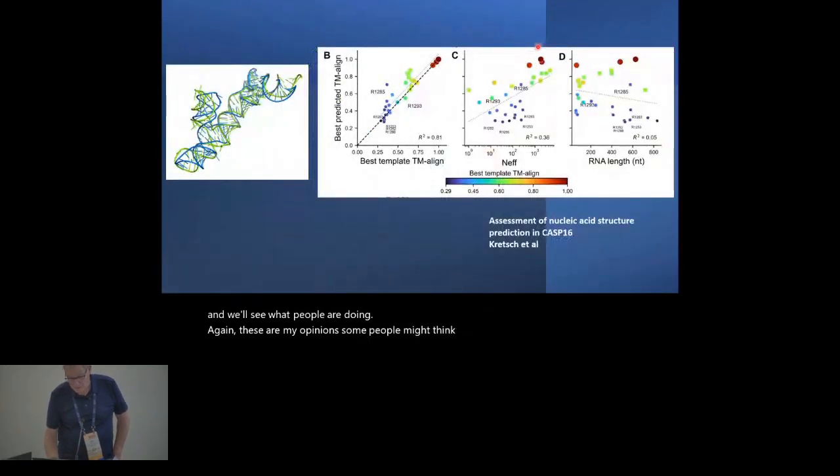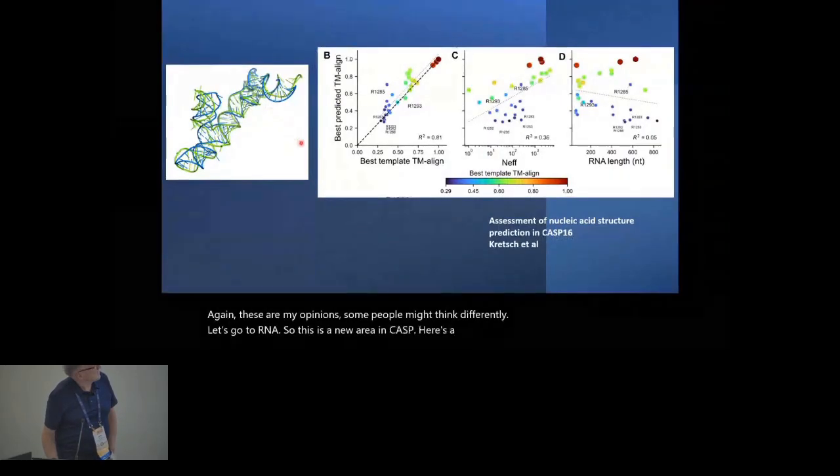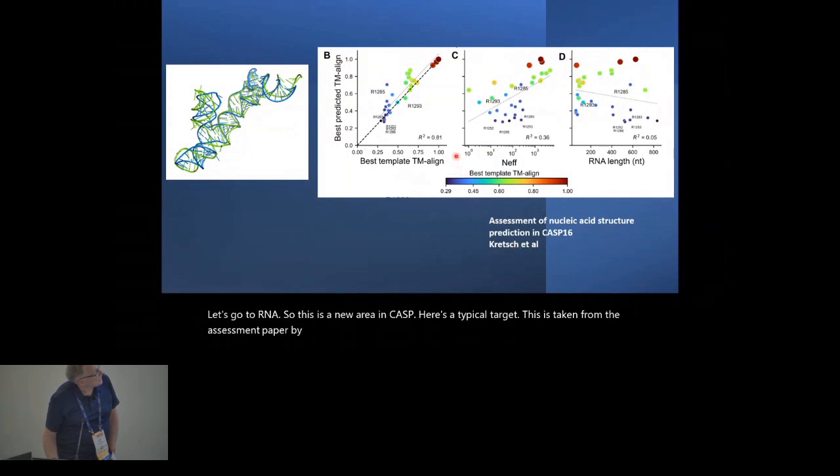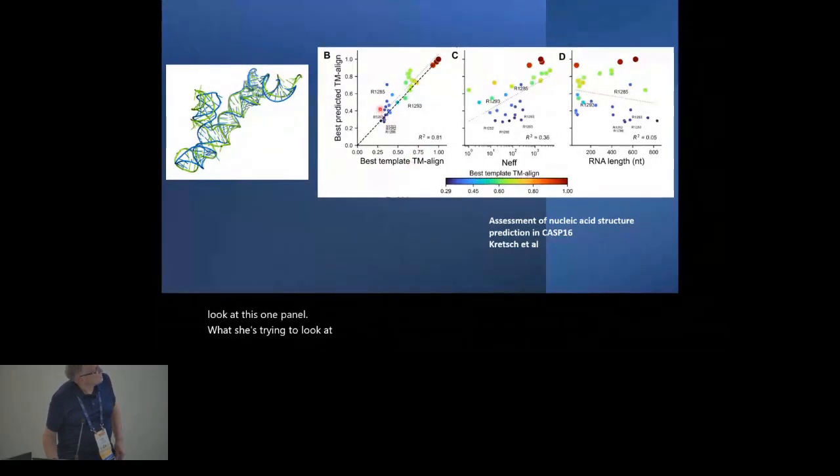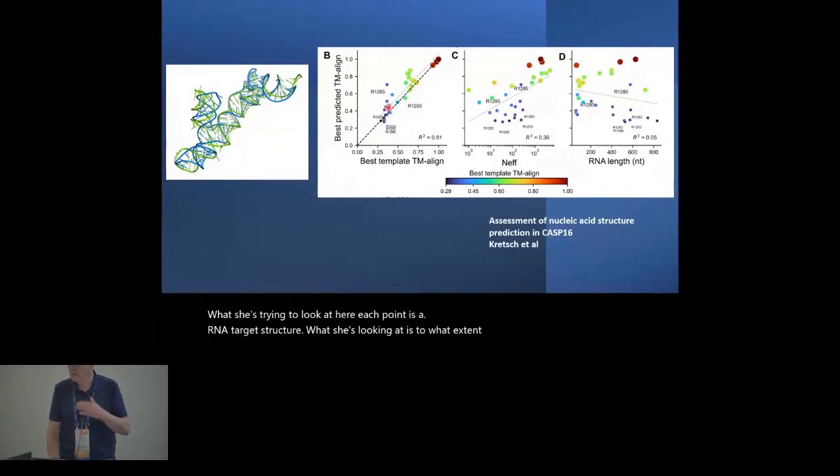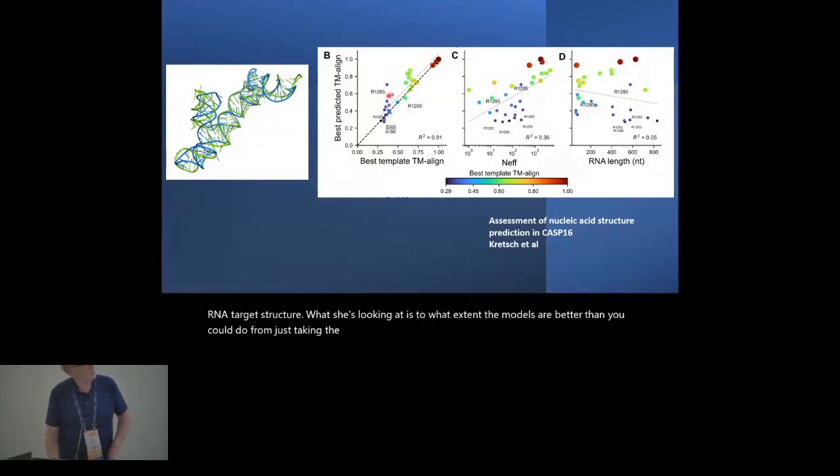Let's go to RNA. So this is a new area in CASP. Here's a typical target. This is taken from the assessment paper by Rachel Kresch and her colleagues. And it's a very nice analysis. Let's just look at this one panel. What she's trying to look at here, each point is an RNA target structure. What she's looking at is to what extent the models are better than you could do from just taking the best template from the PDB.